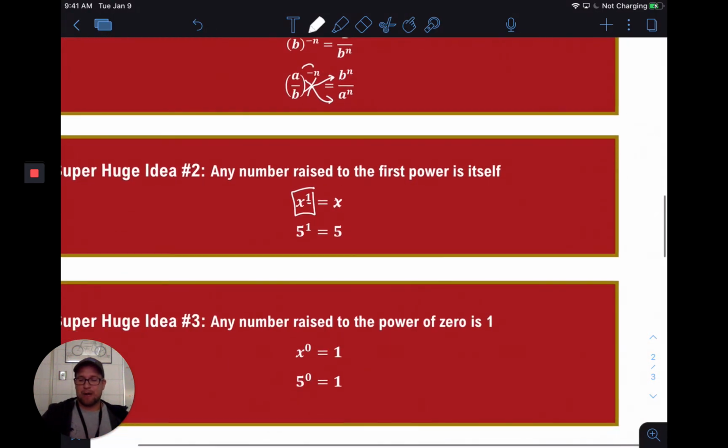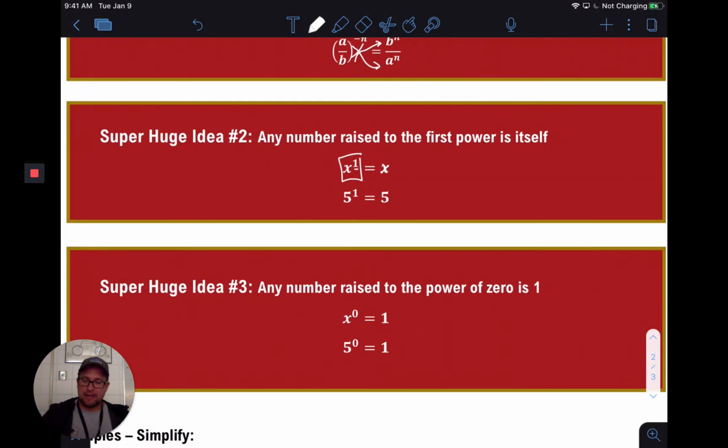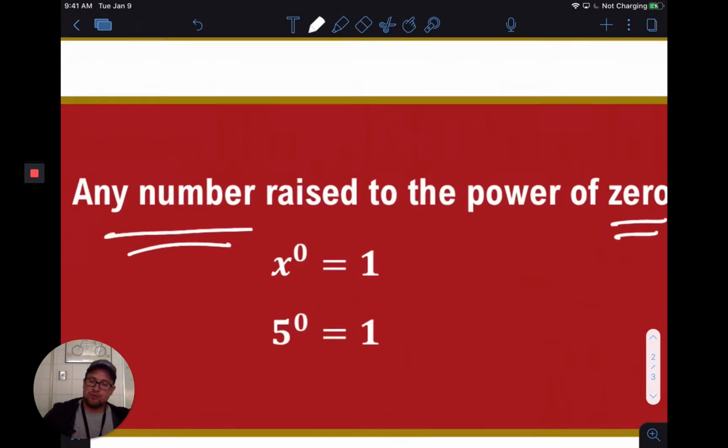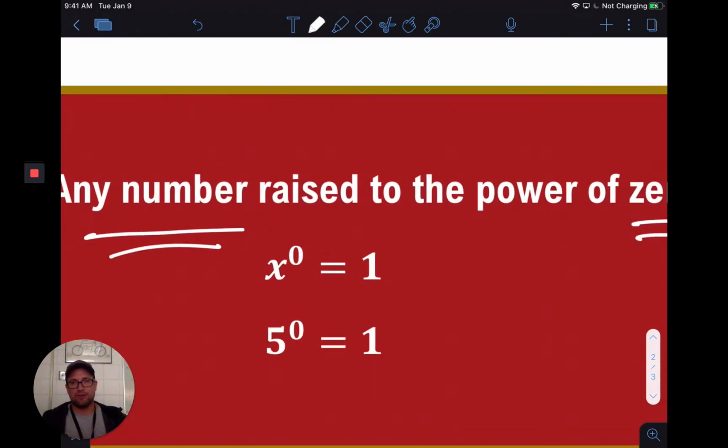The last property, and this is kind of what I was thinking, is that if I have any number and I raise it to the power of 0, it's always going to be equal to 1. So if I have x to the 0 power, it's going to be equal to 1.